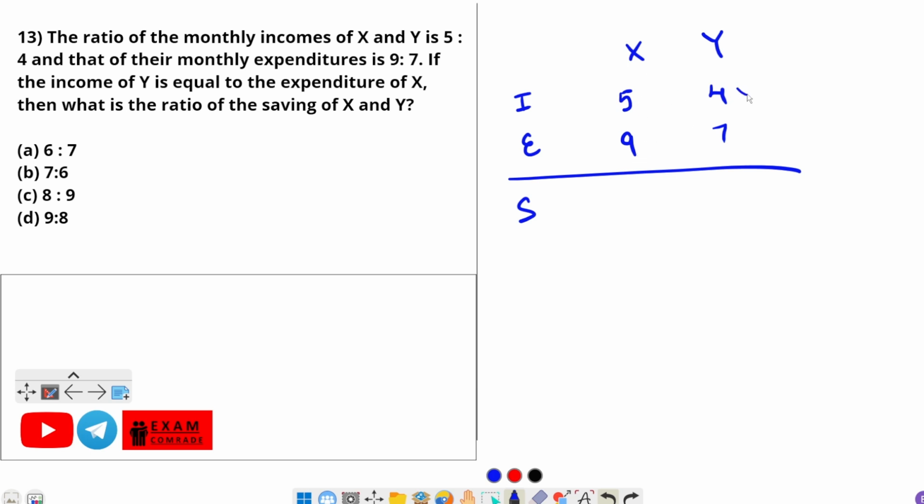So I will multiply with 9 here and 4 here, right? As I have multiplied with 9, I need to do it on the income of X also, because the ratio is 5:4. The expenditure ratio is 9:7, so I multiply both with 4. Now we can directly go to the next step, that is savings. I can take 9 as common into 5 minus 4. Here I can take 4 as common and 9 minus 7. I can write 9:4 into 2, 8.